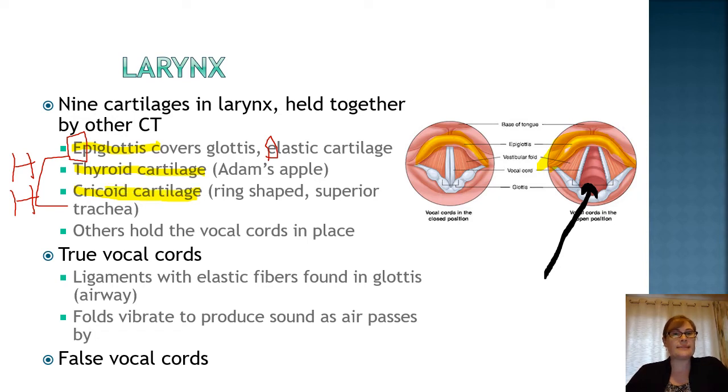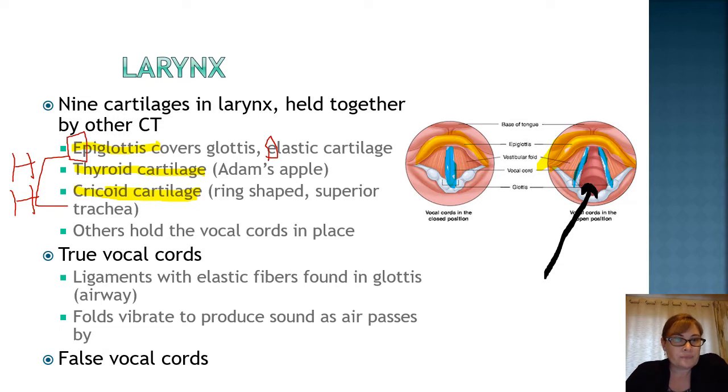Those other cartilages have different names, arytenoid and a few others. Those are involved with the vocal cords. So I'm going to highlight these vocal cords in blue here, this middle area right in here. These are your vocal cords. This picture is not a drawing, it's an actual picture in your book on 826, but it's pretty much the same exact thing. So those are your vocal cords.